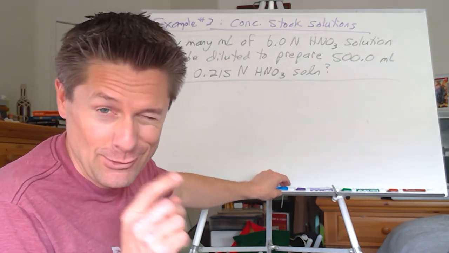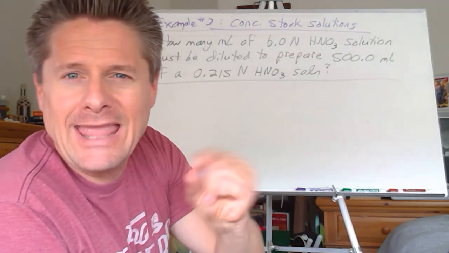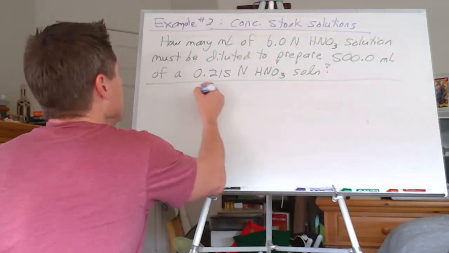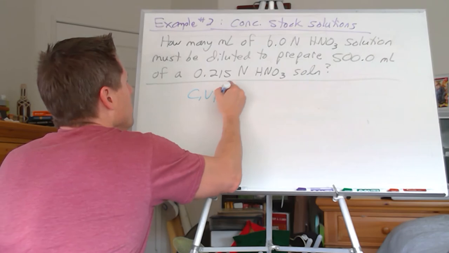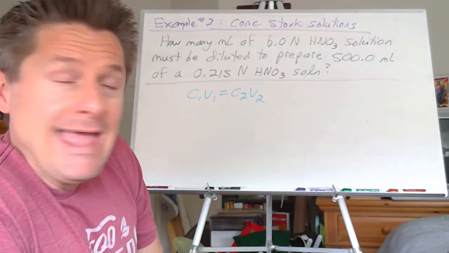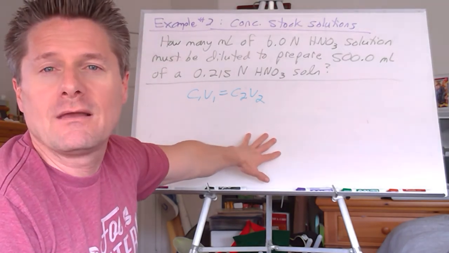We know this is our dilution equation, right? Since that's normality, I can't really use M1V1 equals M2V2, so let's use C1V1 equals C2V2. One side will be the diluted solution. One side will be the concentrated solution.